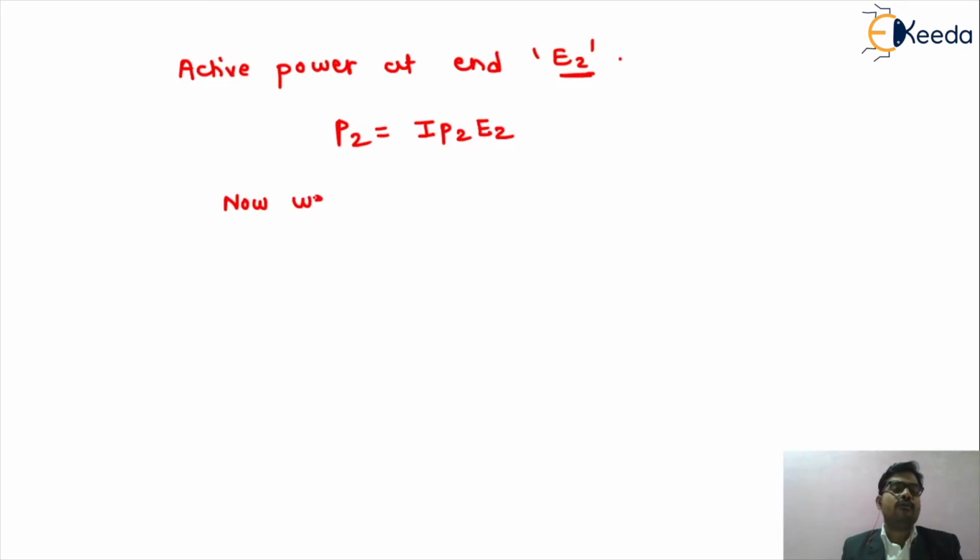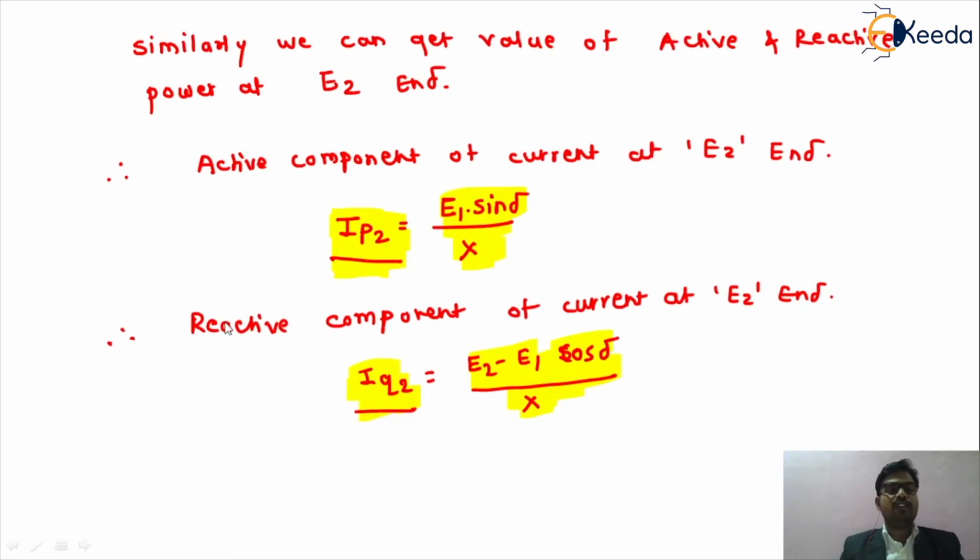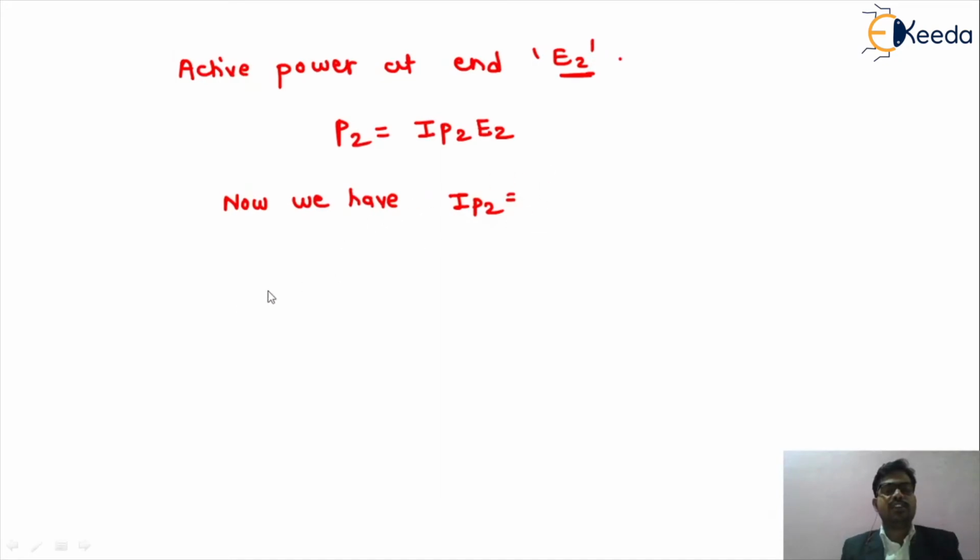Now we have the value of IP2. We have already derived this equation earlier, so I can show you what the value of IP2 should be. The value of IP2 is E1 into sin del divided by x. So simply, we can write this equation of IP2: E1 into sin del divided by x.